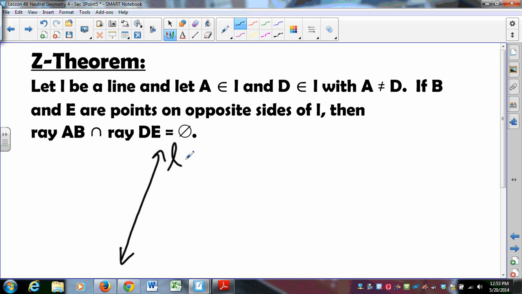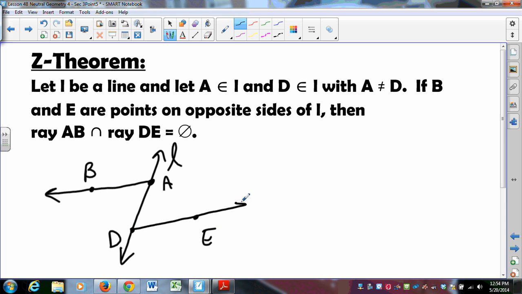L is a line. A is on L. D is on L. A is not D. B and E are points on opposite sides of L, and remember what we mean by being on opposite sides of L. If we were to connect them with a line segment, it would cross line L. The segment would cross line L. So I want to show that ray AB cannot possibly hit ray DE. I want to show that this ray cannot possibly have any points in common with that ray. And it's actually not too hard to show.